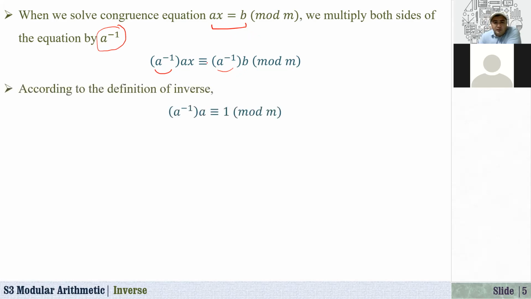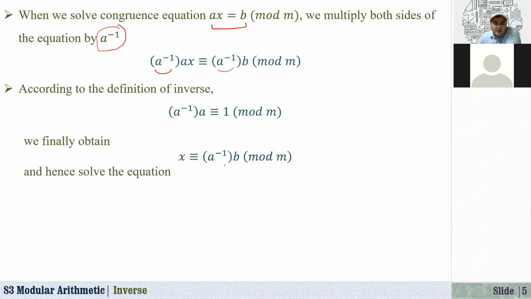So next, we just multiply this. What is A inverse times A? That's just equal to 1, because A inverse times A is equal to 1 mod M. So that means that now on the left-hand side, only X is left. How about on the right-hand side? On the right-hand side, we have A inverse times B mod M. Usually we use this theorem to find the remainder of dividing big numbers by some integer. We will see this in the example soon. So X is equal to A inverse times B.